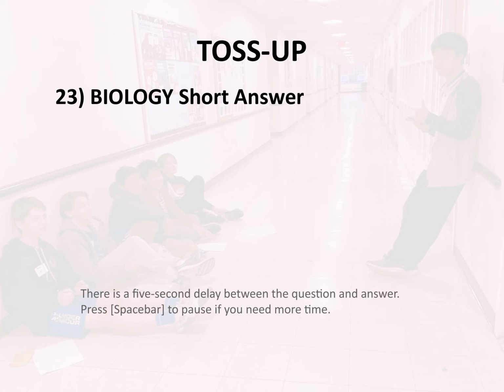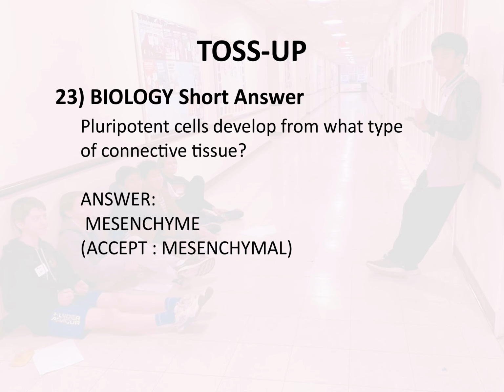Toss-up 23. Biology. Short answer. Pluripotent cells develop from what type of connective tissue? Answer. Mesenchyme.